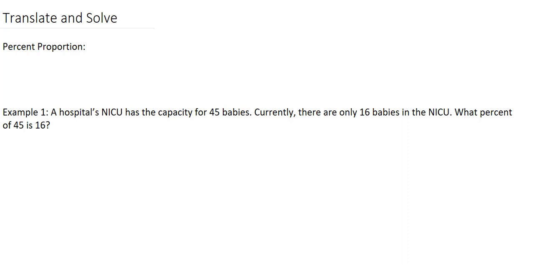Translate and solve percent proportion. So we're going to take the key equation we've learned before and we're going to put it into a proportion and we're going to solve. And so this is what it looks like.